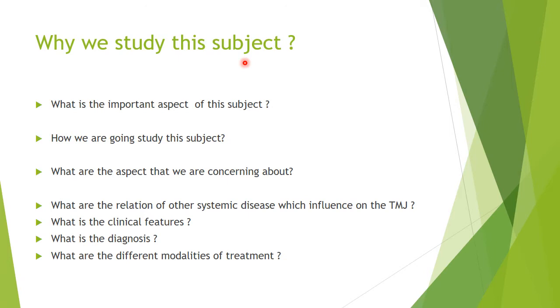Again, here is a very important question before we study: what is the important aspect? The important aspect of this subject is how we make an accurate diagnosis for this type of joint. As we are going to see, there are different ways to make a diagnosis, and sometimes these methods change over time. So knowing whether the main problem is related to the muscles or to the bone of this joint is very important.